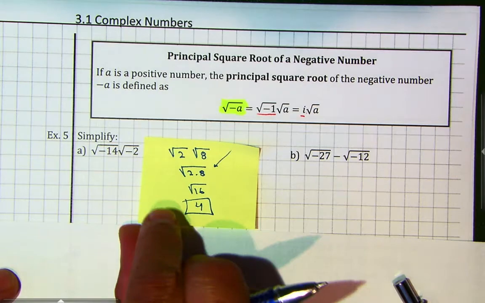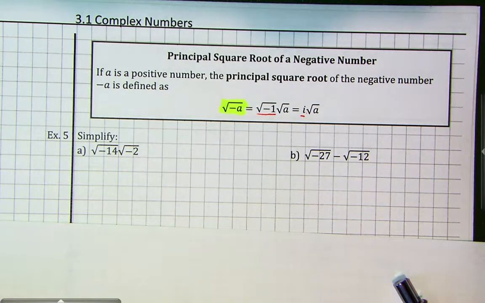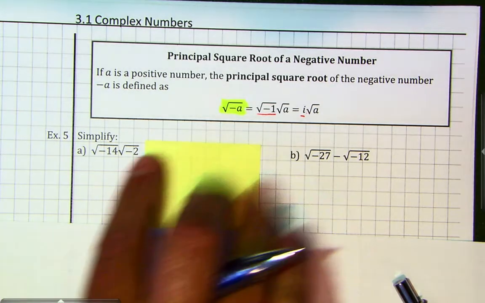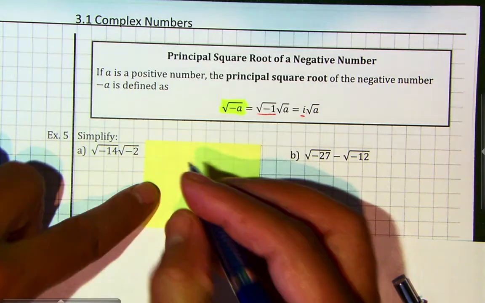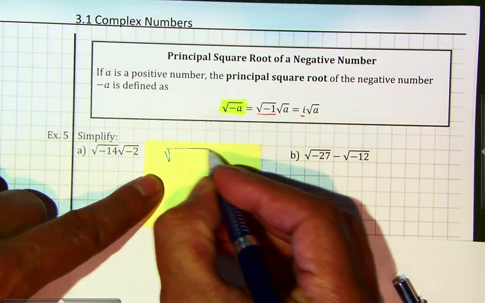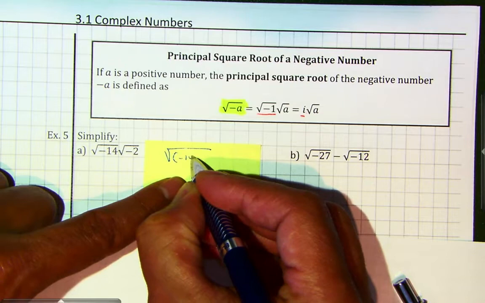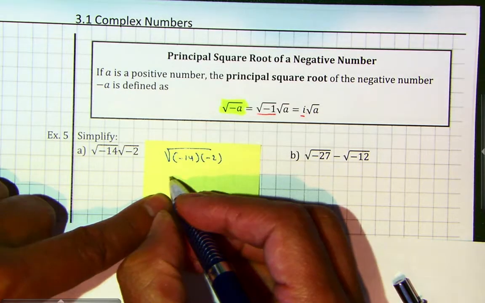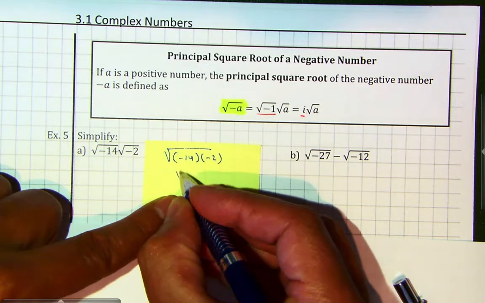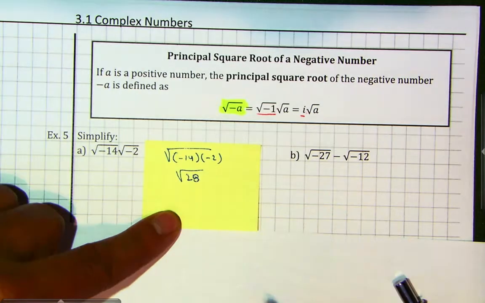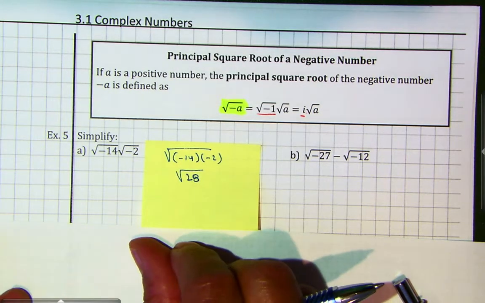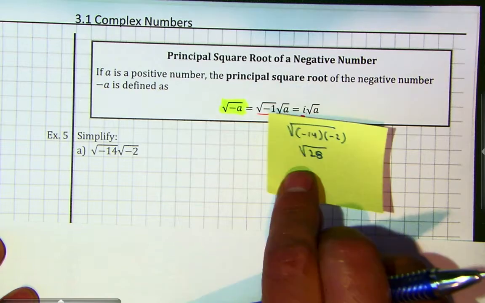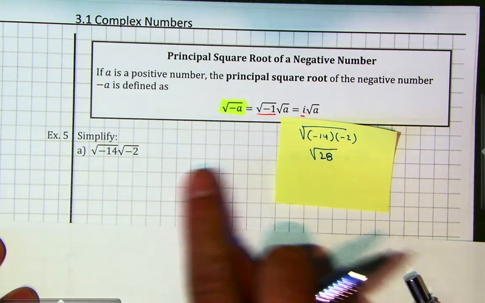So therefore, we're not allowed to do this when we have a negative inside. We cannot say that this is equal to square root of negative 14 times negative 2, because that will give us square root of 28. So this is not valid. And I'm going to leave it here so we can actually compare it.